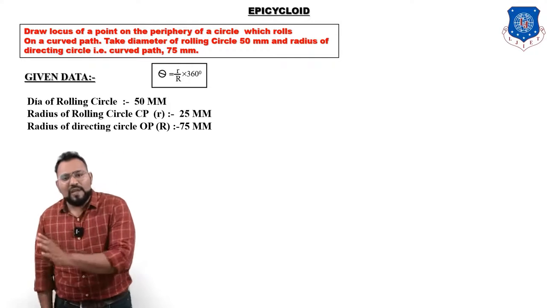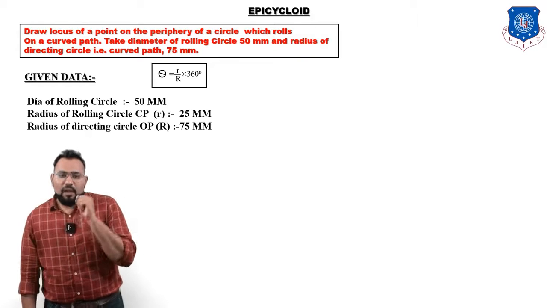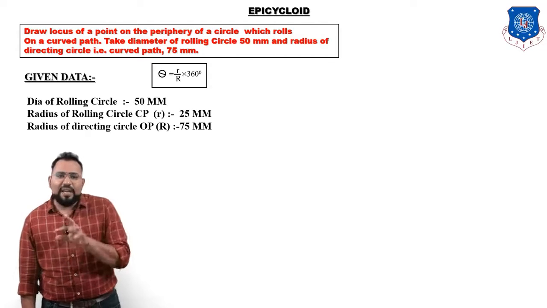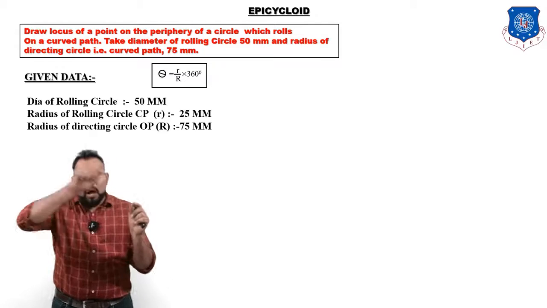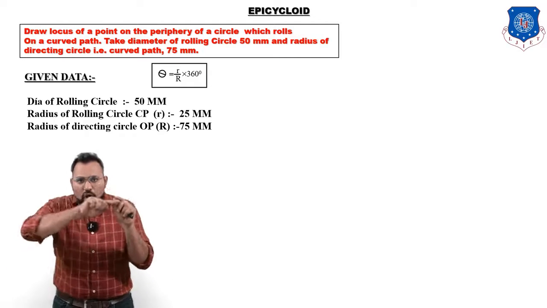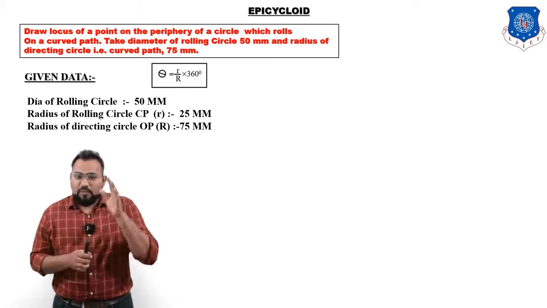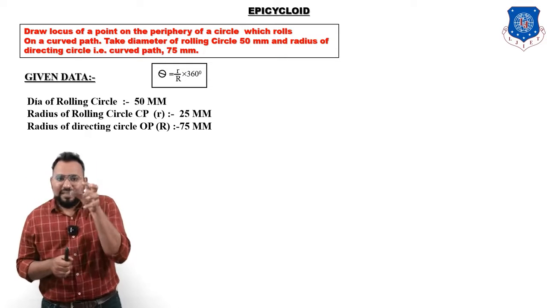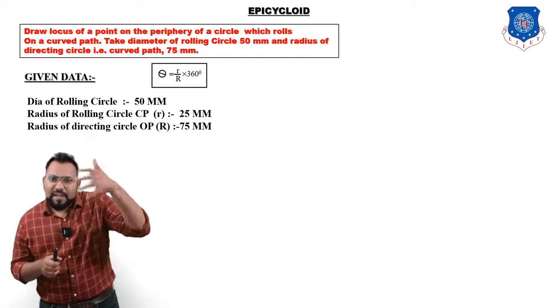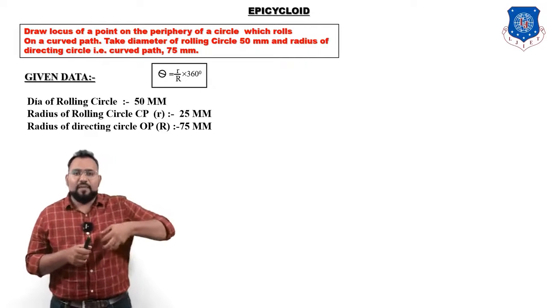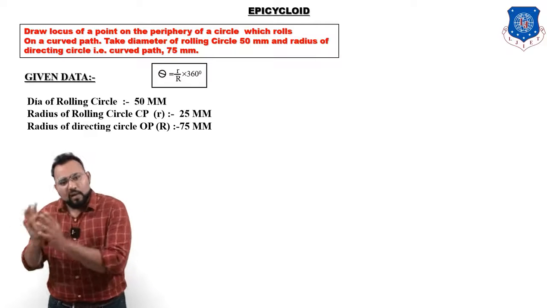But before we do that, we have to find one angle, theta. Why am I finding angle theta here? Because when you draw, you have to draw a curved path having angle theta. That's why we have to calculate this formula, so that we derive the value of angle theta for the curved path. Why we are doing this, we are going to understand later on.